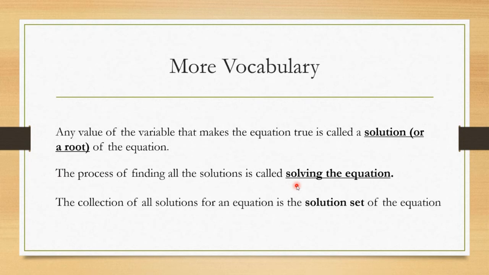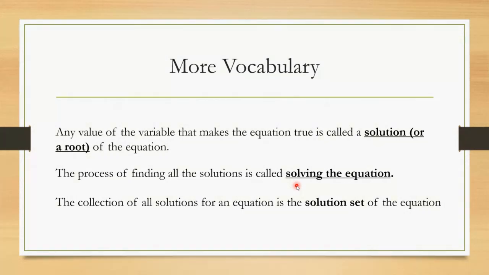The collection of all solutions for an equation is called the solution set. Again, that's just a collection of all solutions for that equation. If there are no solutions, then the set is empty. The empty set means it has nothing in it. That can happen. We saw the equation 1 equals 2, the first equation we saw today. But that's always false. So that solution set would be empty. Okay, so that's just some vocabulary.